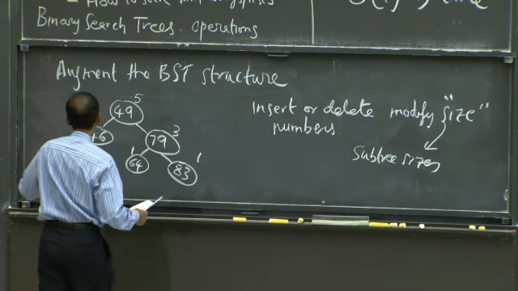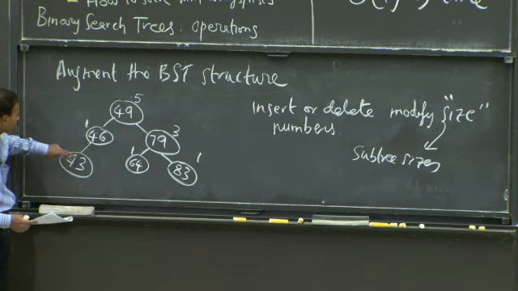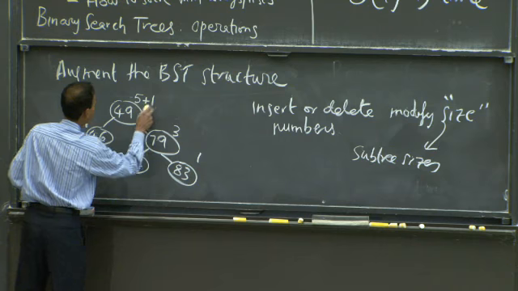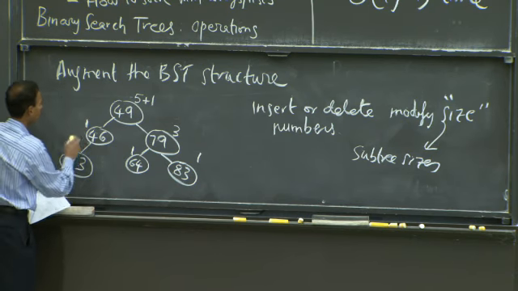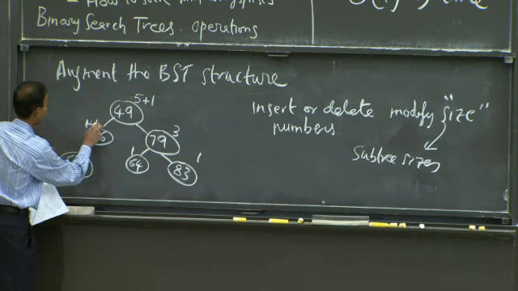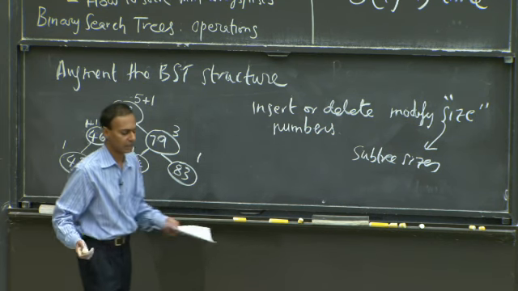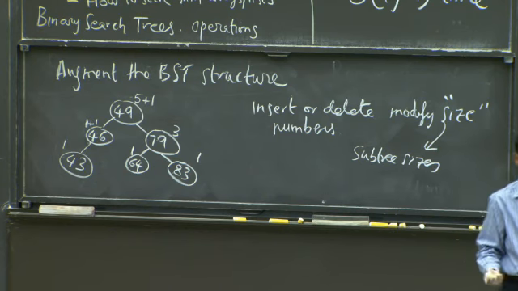So you're going to add 43 to this, and you'd add 5 plus 1 because you see 49, and then you'd go down and you'd see 46, and so you'd add 1 to that, and then finally you add 43 and, since it's a leaf, you'd assign the value corresponding to the subtree size of this new node that you put in there to be 1.